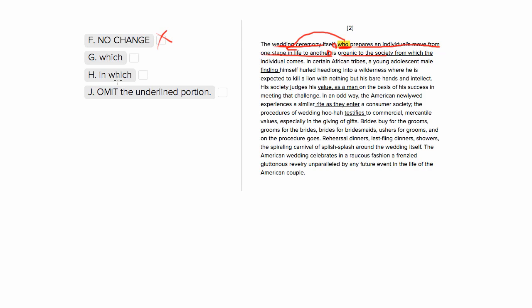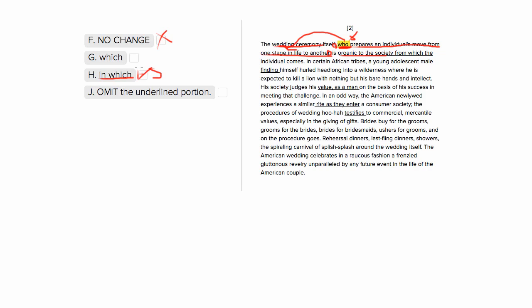What about choice number 3, "in which"? "In which" is a little bit weird because it is also a pronoun that will allow us to refer back to the wedding ceremony, but it's a pronoun that needs an additional subject here. We can't really say "the wedding ceremony itself in which prepares an individual's move from one stage." We could say something like "the wedding ceremony itself in which an individual prepares to move from one stage to another," but we'd need another subject, and since that subject is missing, we can't use "in which."